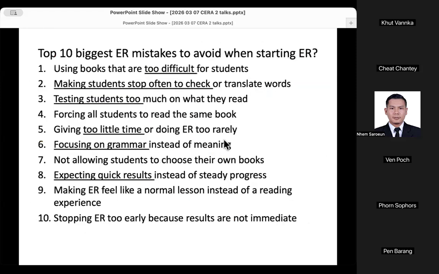And these here are some of the biggest mistakes that people make when doing extensive reading. They find books that are too difficult. They make students stop and check or translate words. They test too much, force all the students to read the same book, too little time. The reading is for teaching grammar. They don't allow students to read their books. They expect quick results. And they make extensive reading feel like a normal lesson instead of a reading experience. Or they stop too early because the results are not immediate.